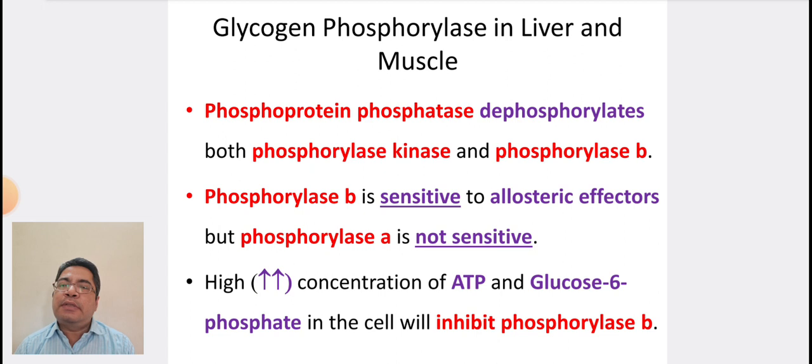Phosphorylase B is sensitive to allosteric effectors, but phosphorylase A is not sensitive. The high concentration of ATP and glucose 6 phosphate in a cell will inhibit phosphorylase B.